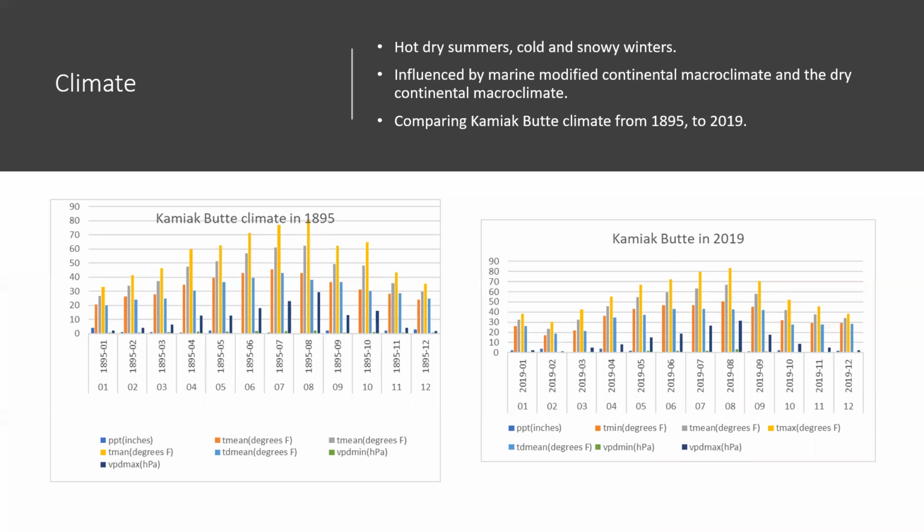Kamiak Butte's climate has hot, dry summers followed by cold and snowy winters. The climate is influenced by marine modified continental macroclimate and the dry continental macroclimate. Below are two graphs comparing the climate in Kamiak Butte in 1895 to 2019.